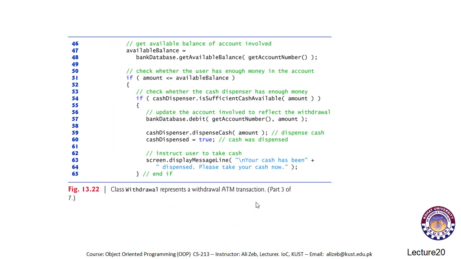and once we have the amount, we first make sure that the amount is less than or equal to the available balance of the user. Now where do we get the available balance from? We get the available balance of the user from the bank database by passing the account number of the user. So we can see how all of these classes are interrelated with each other.